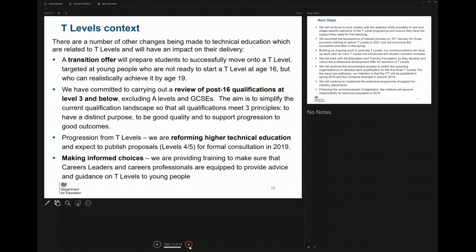And as part of all of this, we need to make sure that careers leaders and career professionals are equipped to give young people advice and guidance on T-levels. And that's a key part of the reason for doing this webinar and other ways of engaging with career professionals.